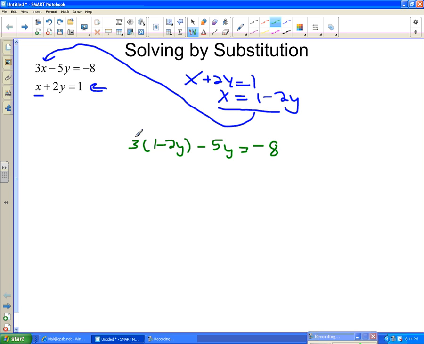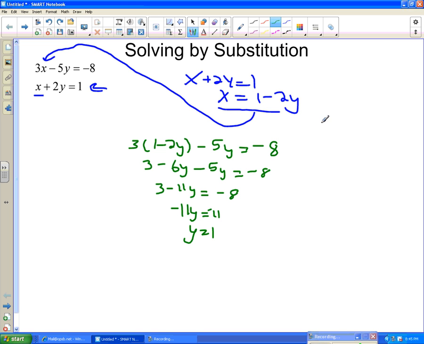So the next step will be to distribute the 3. So I have 3 minus 3 times 2 is 6, so minus 6y minus 5y equals a negative 8. And then I'm just going to collect my like terms. A minus 6y and a minus 5y would be a minus 11, so I have 3 minus 11y equals a negative 8. And then I'm going to want to subtract 3 from both sides and get a negative 11y equals a negative 11. And then when I divide through by negative 11, I get y equals 1.